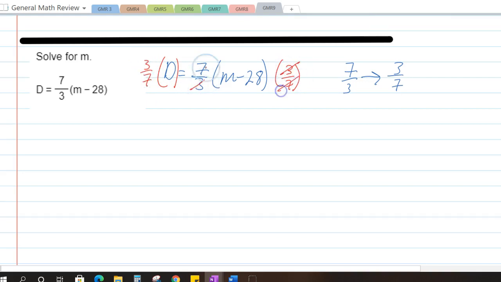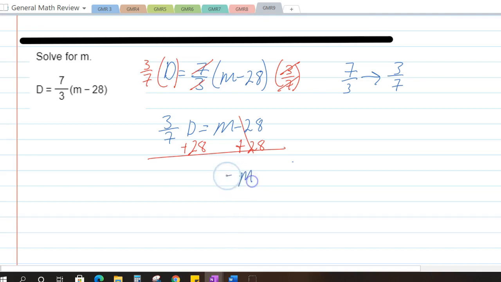3 and 3 cancel out, 7 and 7 cancel out. That gives me 3/7 D is equal to M minus 28. The opposite of subtracting 28 is to add 28. What I do to one side, I have to do to the other, plus 28. On the right hand side, it cancels out. That gives me M is equal to 3/7 D plus 28.